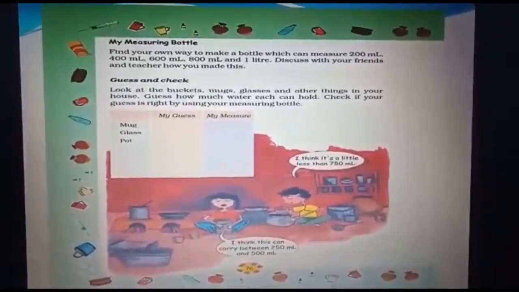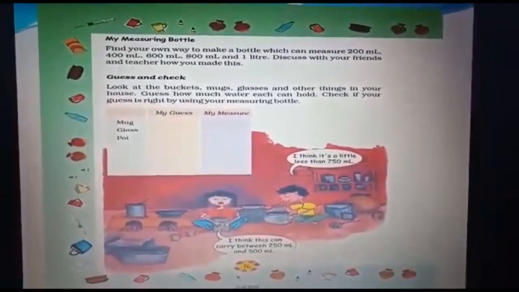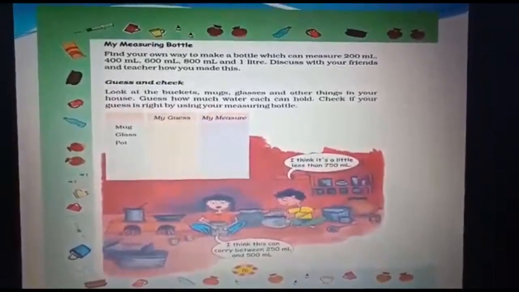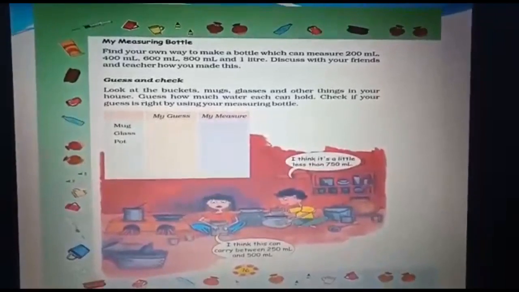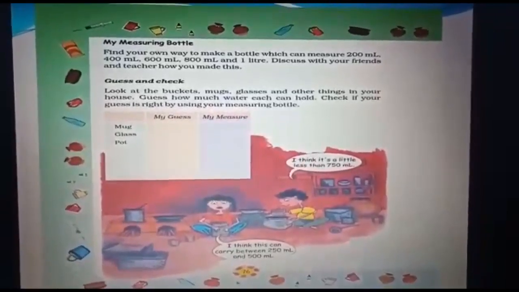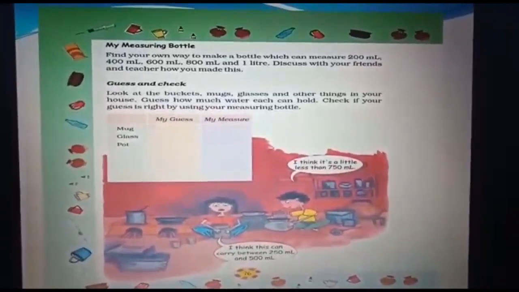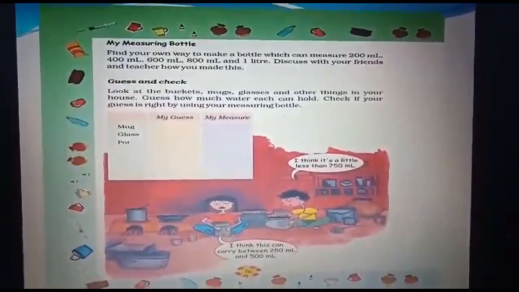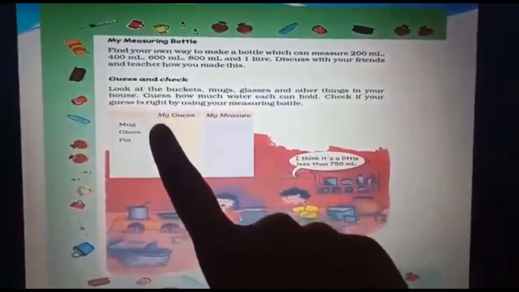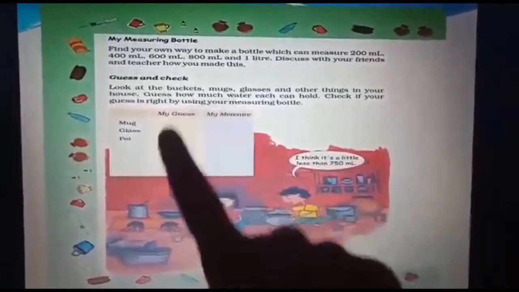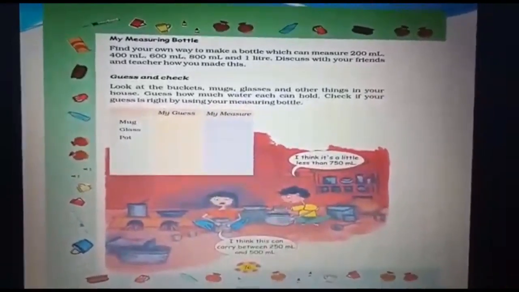Next, guess and check. Look at the buckets, mugs, glasses and other things in your house. Guess how much water each can hold. Check if your guess is right by using your measuring bottle. Here you can see this, you will do on your own.